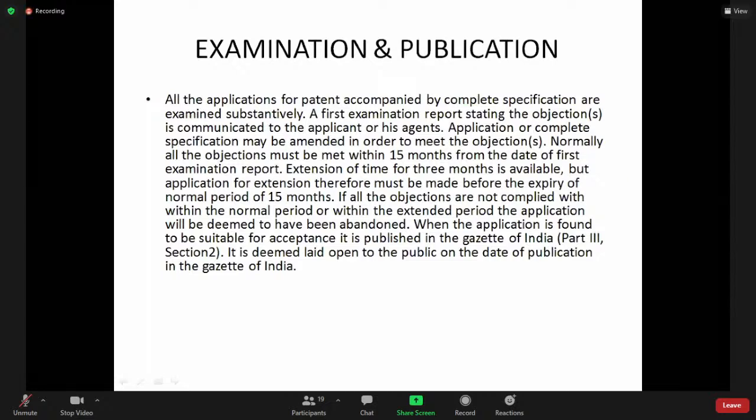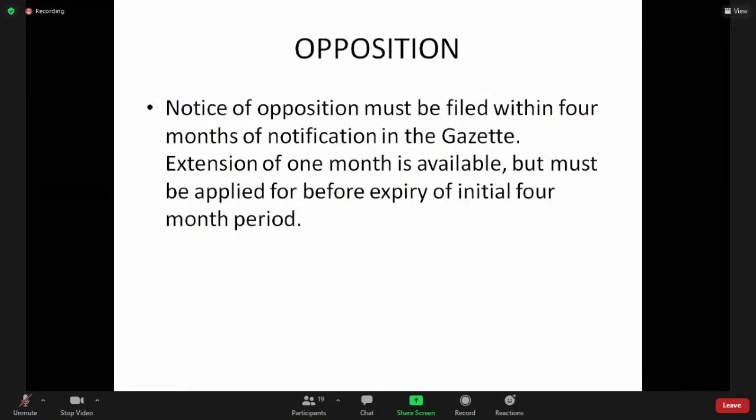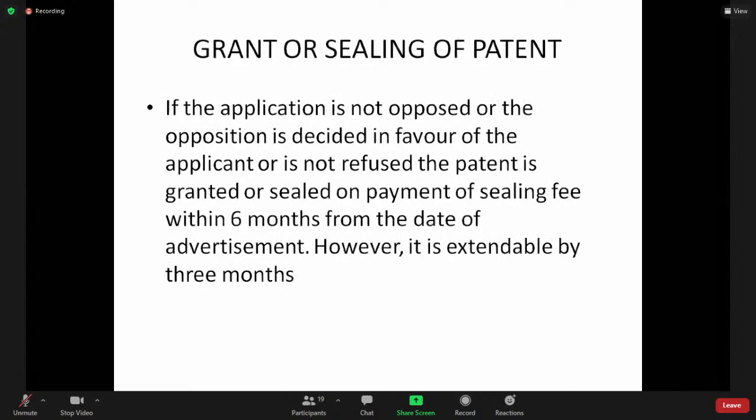your patent. After examination, as I already told you, the notice of opposition must be filed within 4 months of notification in the Gazette, with an extension of 1 month. It is important that if you have invented something and some other person has done the same, and you have documents regarding that, you should keep them in your custody. That may be beneficial at the time of opposition, right? After overall examination, you may get the grant or sealing of the patent, right?